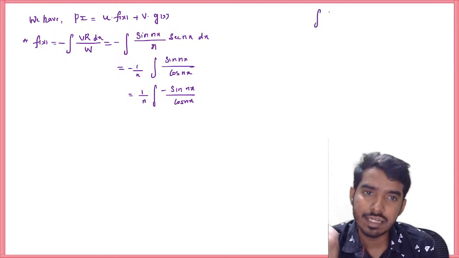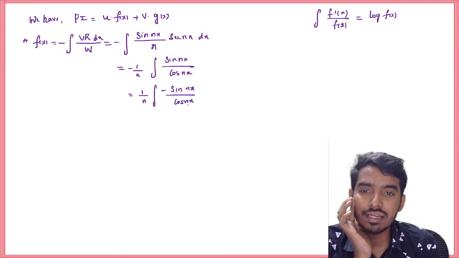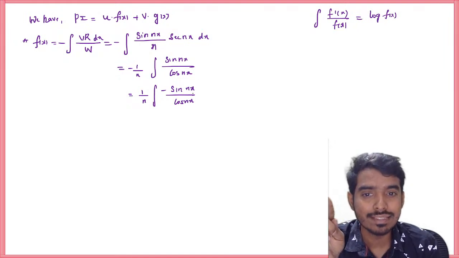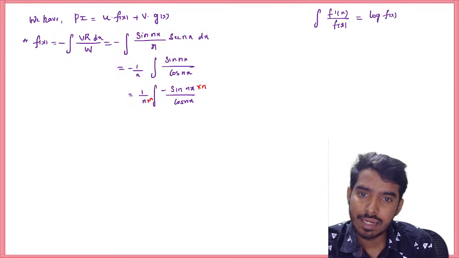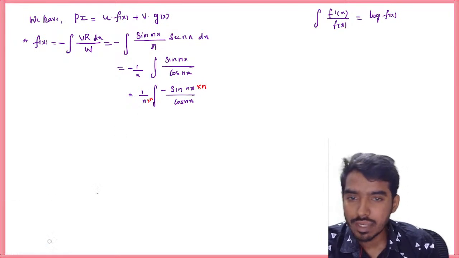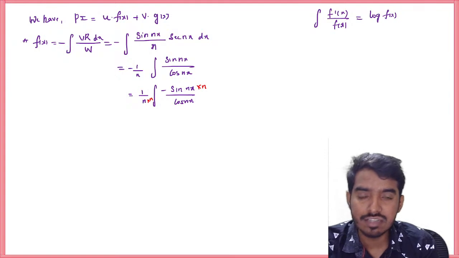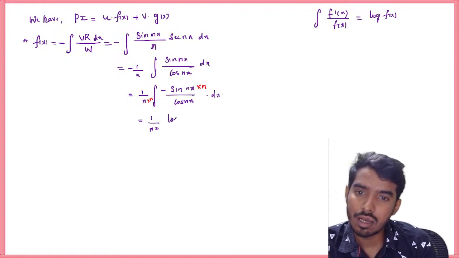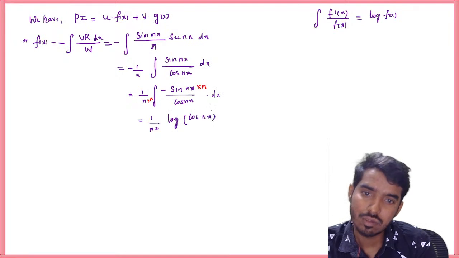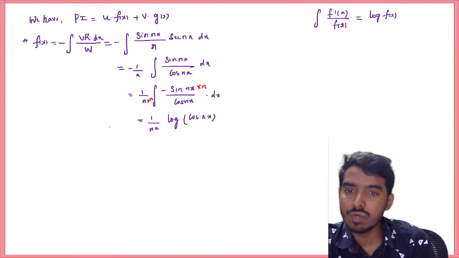We know that integration of f dash of x by f of x is log f of x. If I differentiate cos nx, it will be minus sin nx into n. But n is missing here, so we multiply and divide by n. Now you can see f dash of x by f of x, the derivative of cos nx being minus sin nx into n. This means 1 by n square will be here. This is log of cos nx, taking f of x to be cos nx. That's it. This is your f of x now.